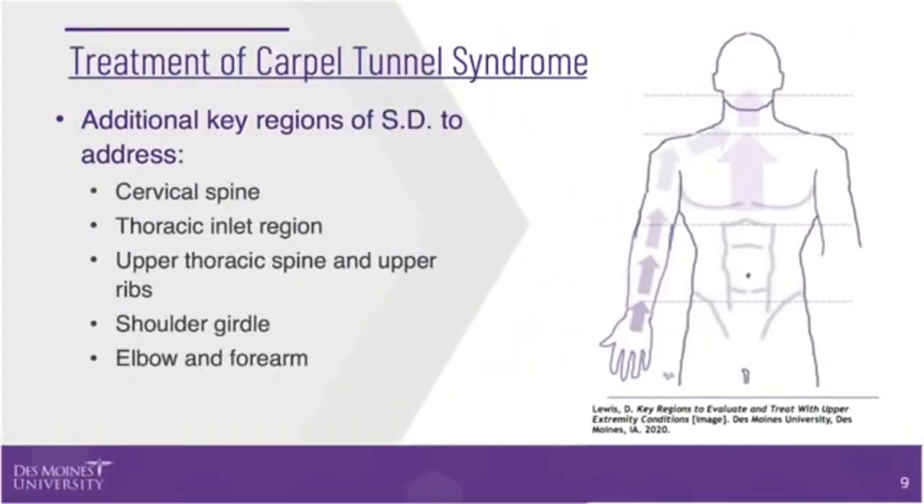It should be especially focused on areas of potential neural entrapment and other key areas including the cervical and thoracic spine, thoracic inlet region, the first ribs, scalene muscles, and clavicle, pec minor and upper rib cage, shoulder, elbow, and forearm.